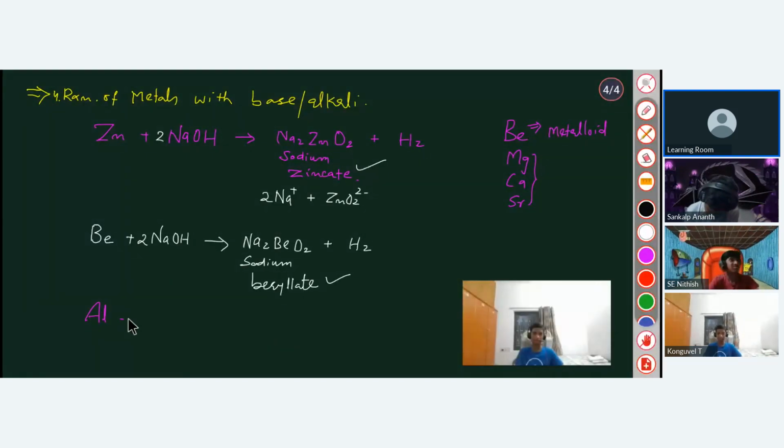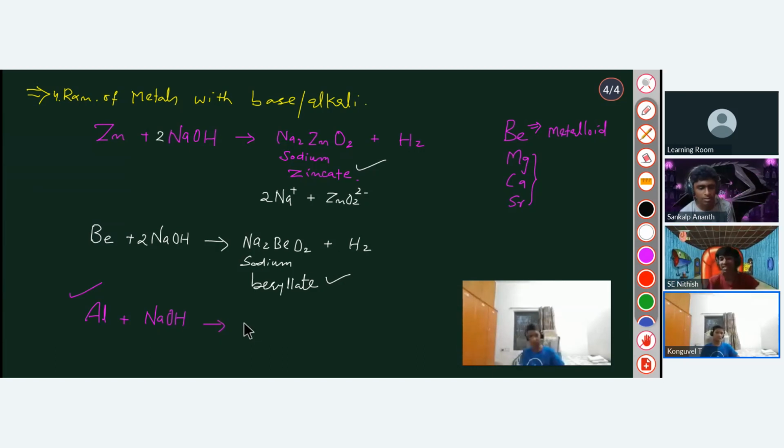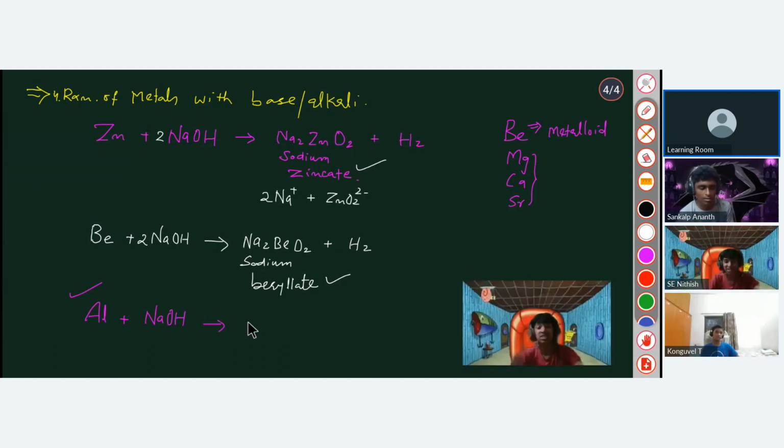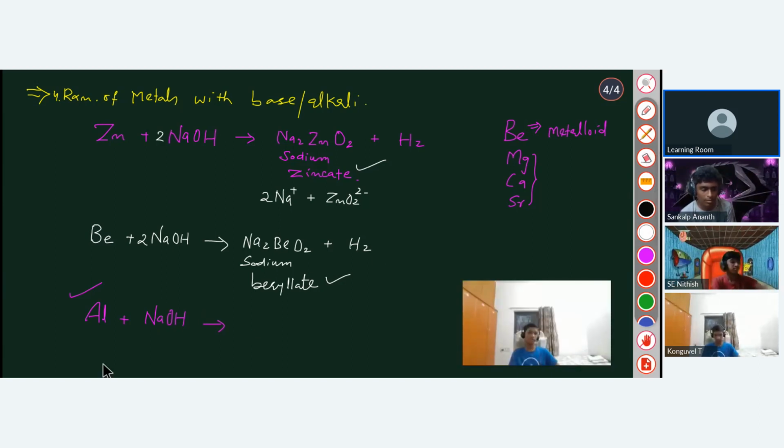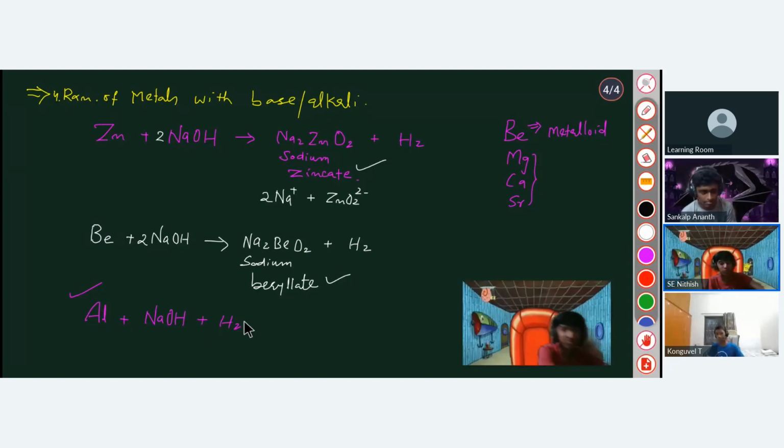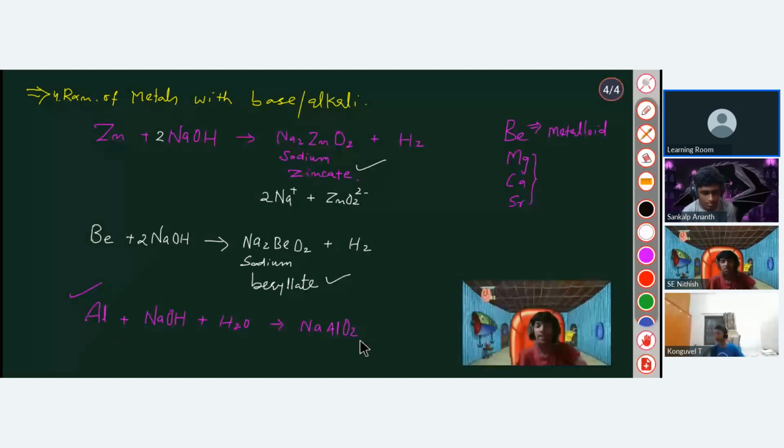Can you tell me the reaction of aluminium with NaOH? This is a very important reaction. This is asked in the exam. Sodium aluminate plus hydrogen. But here you have to remember that aluminium also reacts with water. There should be moisture. So it's NaAlO2, and it also needs water. So it will form NaAlO2 plus H2, exactly.